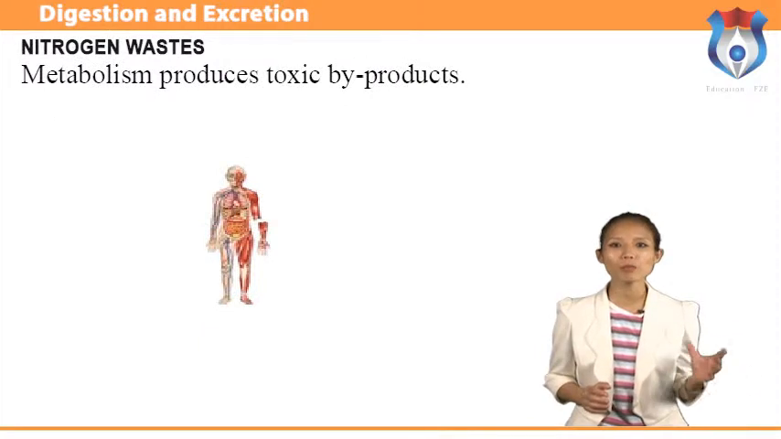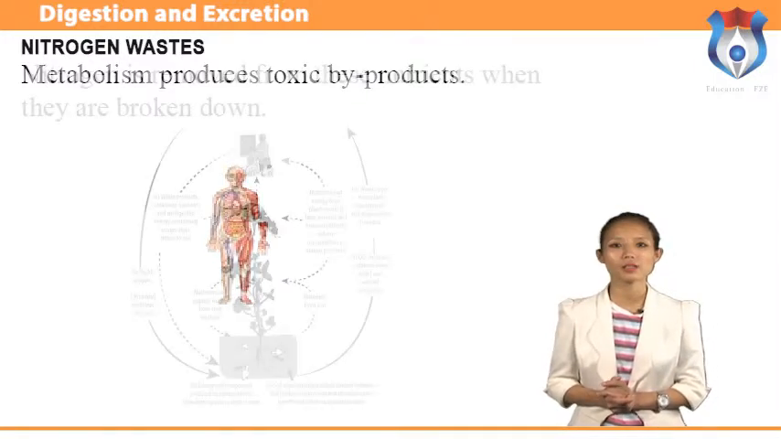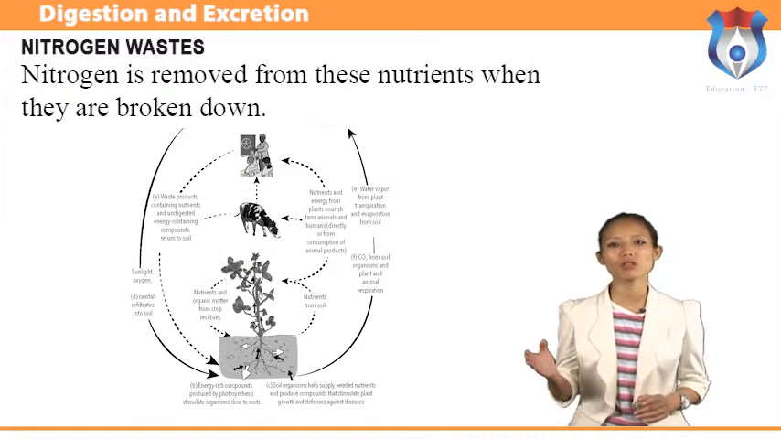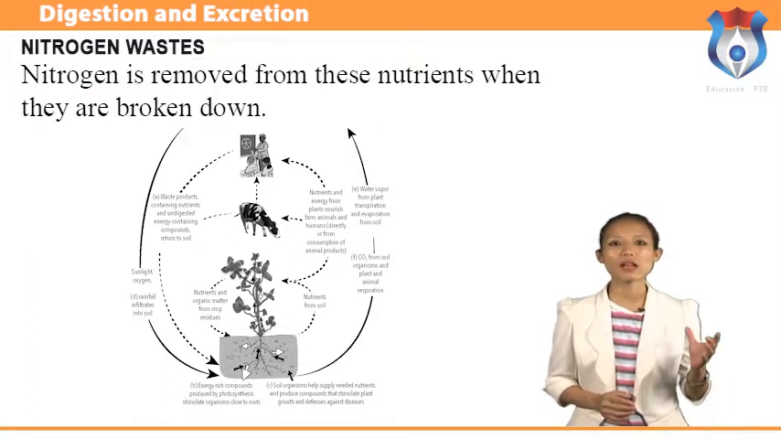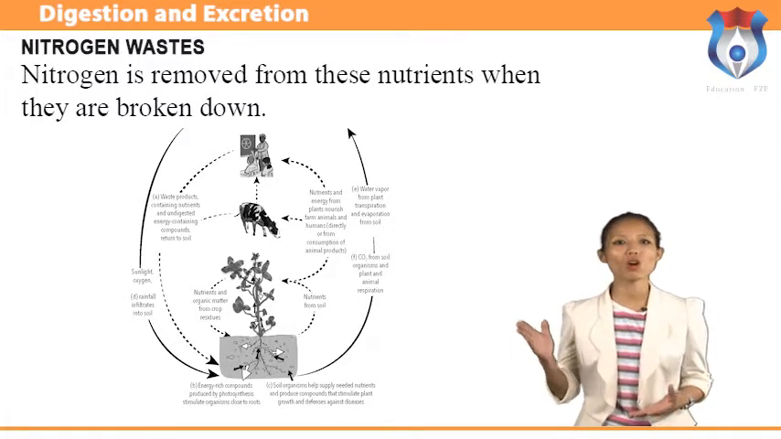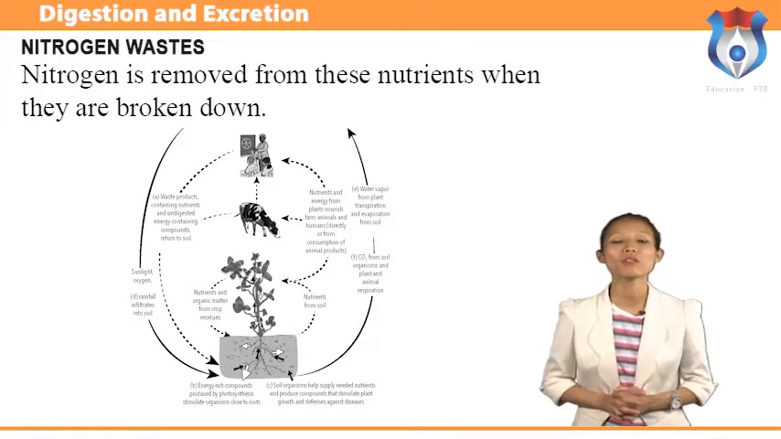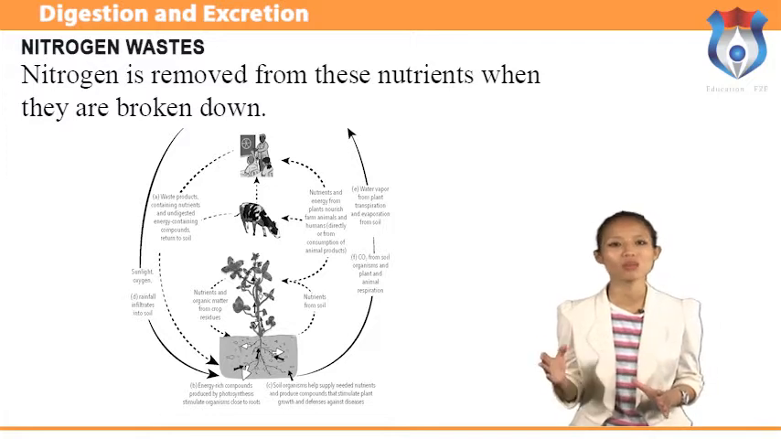Metabolism produces toxic byproducts. Perhaps the most troublesome is the nitrogen-containing waste from the metabolism of proteins and nucleic acids. Nitrogen is removed from these nutrients when they are broken down for energy or when they are converted to carbohydrates or fats. The nitrogenous waste product is ammonia, a small and very toxic molecule. Some animals excrete their ammonia directly. Others first convert it to less toxic waste such as urea or uric acid. We shall see that the form of nitrogenous waste an animal excretes depends on both the animal's evolutionary history and its habitat.